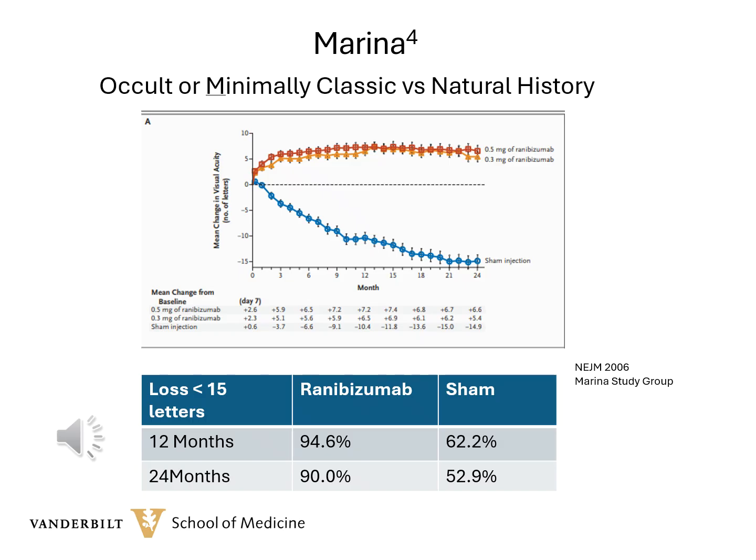And here is the graph of the Marina trial. After 2 years of monthly ranibizumab, they found that there was a 90% chance of preserving the central vision as opposed to the natural history of only 53%. And most people lost a significant amount of vision without treatment.